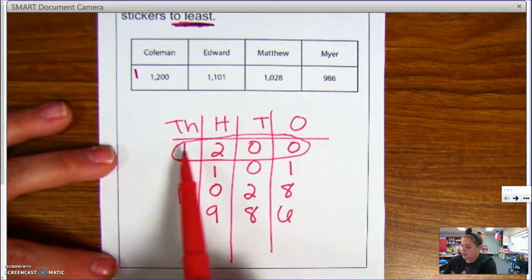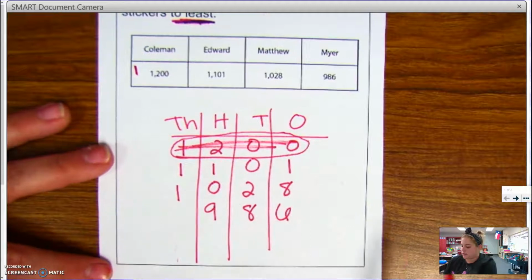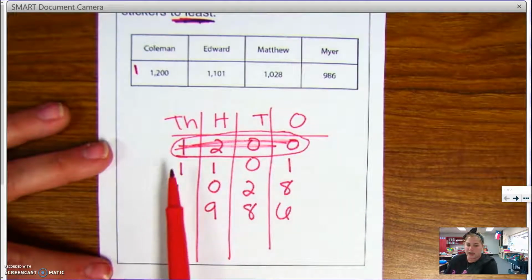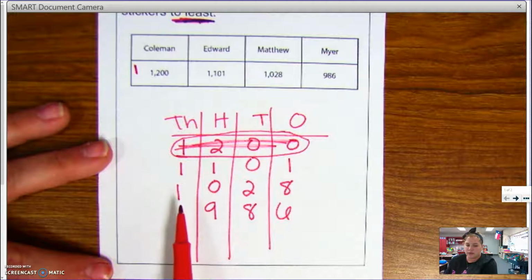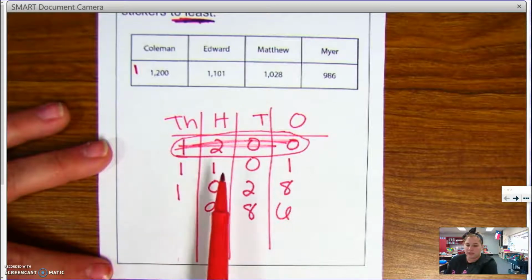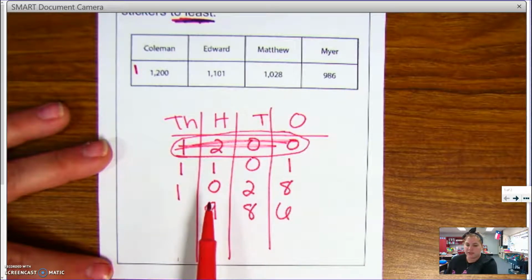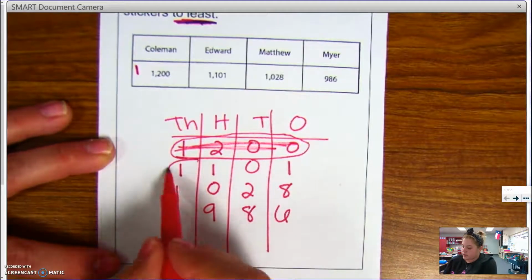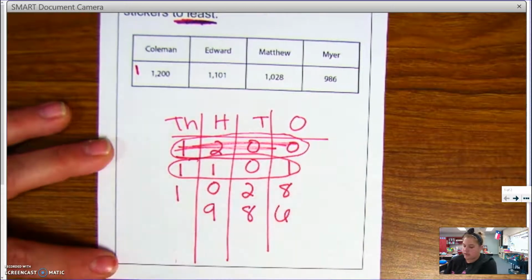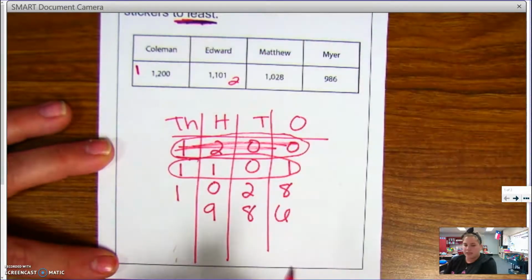Then I move on to my next greatest number, and I do the same thing again. I start in the thousands place. 1 and 1 are equal. Then I move to the hundreds place. 1 is bigger than 0. So that means 1,101 is going to be my second number.